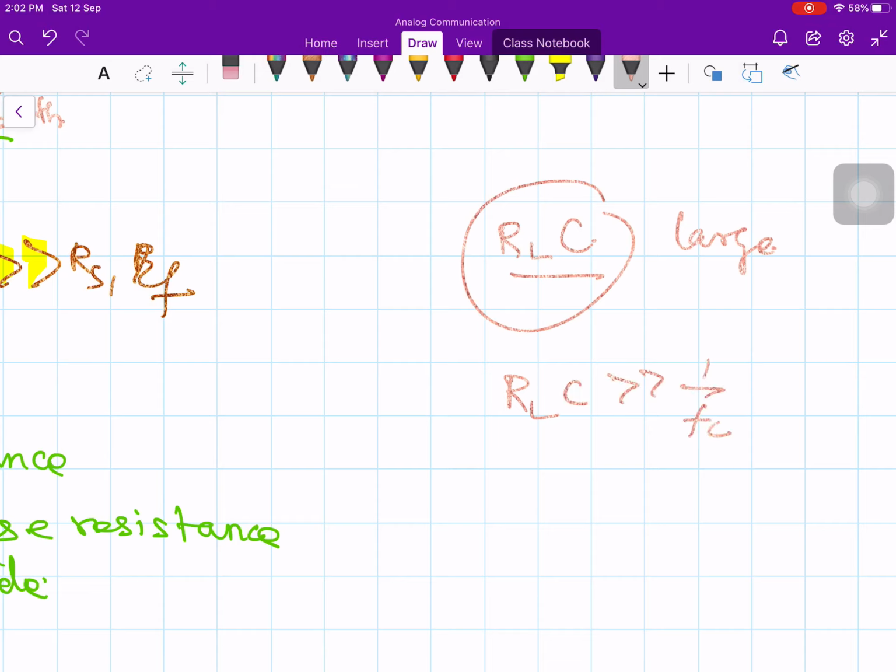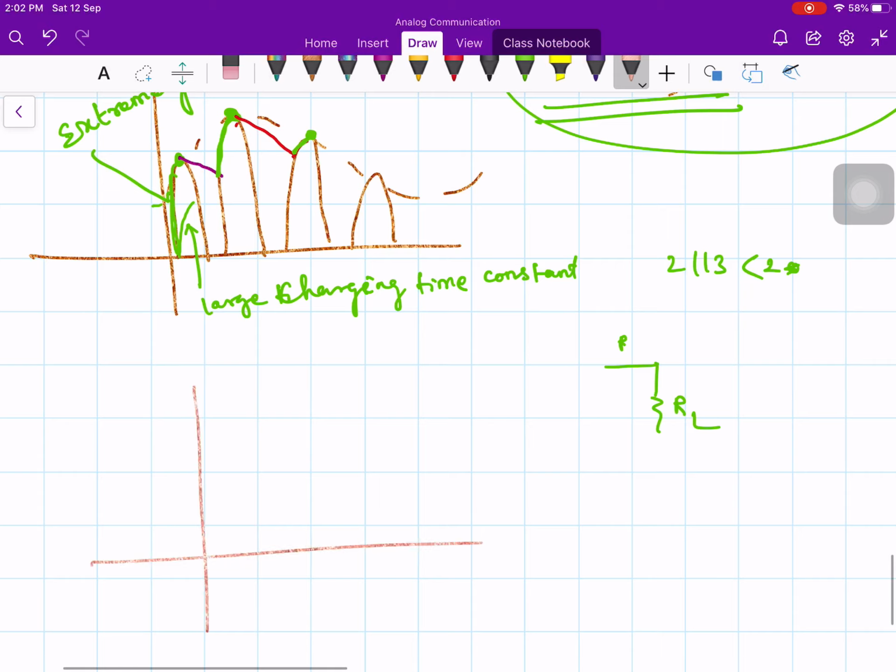If it is very large, then what will happen? Maybe I'll draw the same figure one more time. Like this, your half waves are like that. Now if the discharging time constant is very very large, then it slowly discharges. Then it charges to this point, then it discharges like that. It goes like this. It will not capture this peak and this peak.